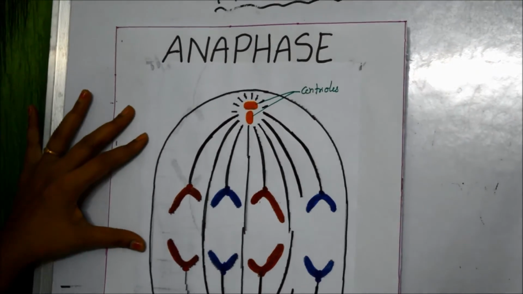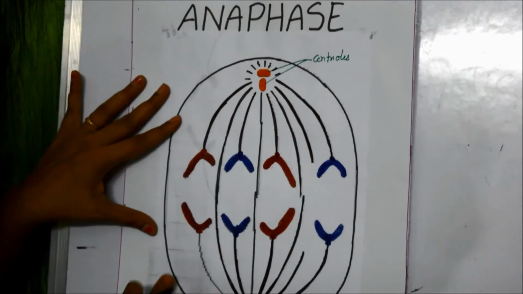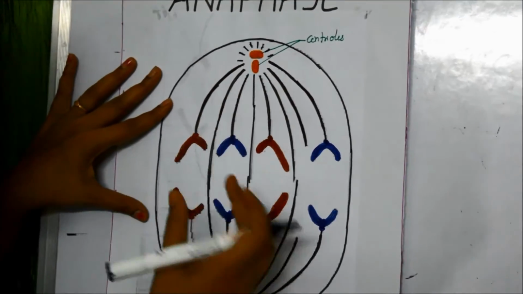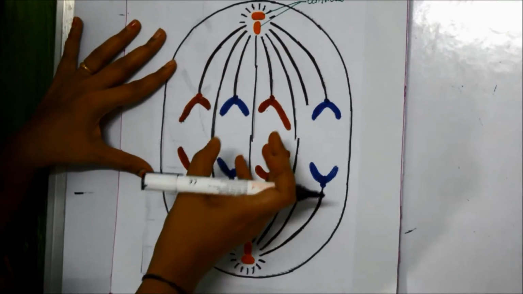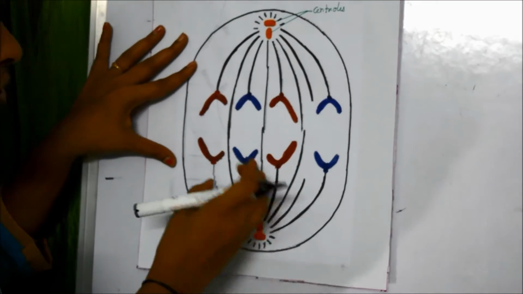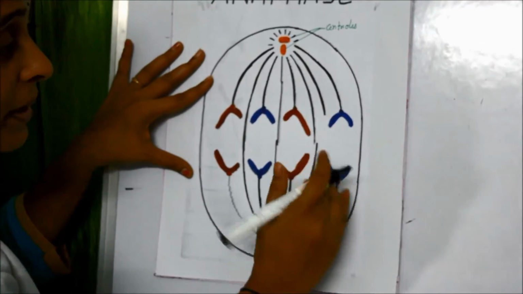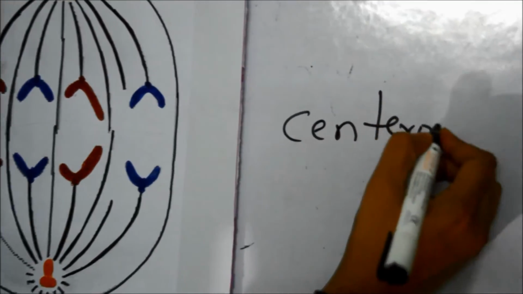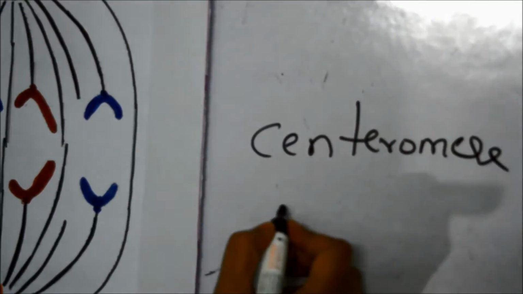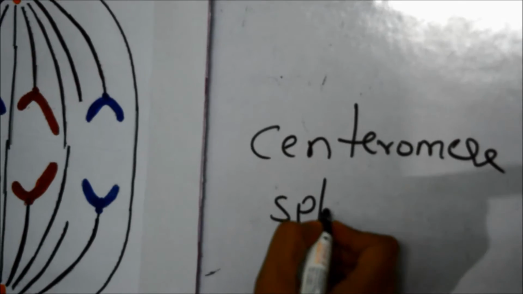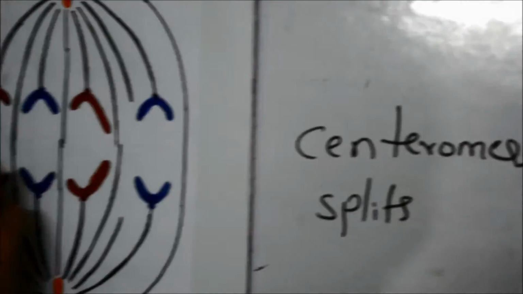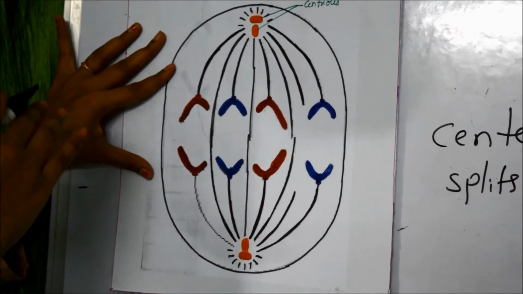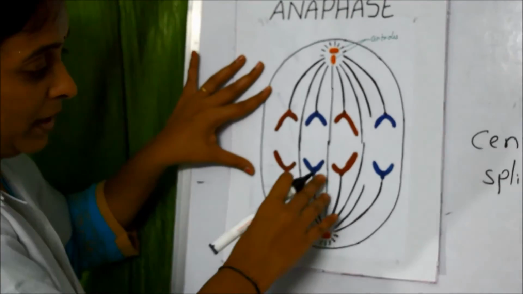Anaphase is the third stage of cell division. In anaphase, what is happening? The spindle fibers start pulling the chromosomes towards the ends of the cell. As a result, the centromere splits into half and they pull apart along with the chromatids.